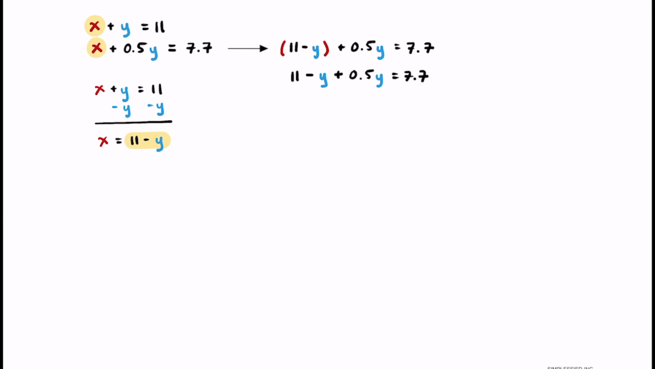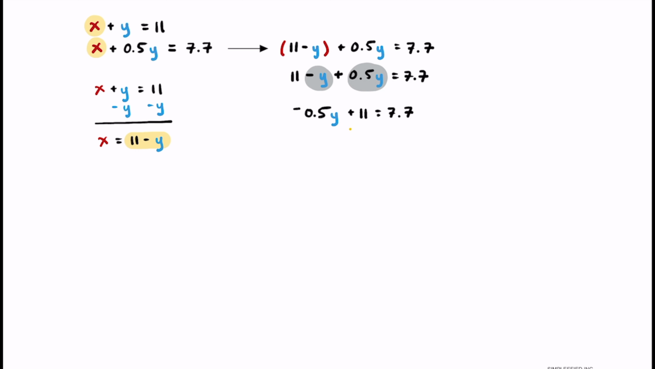Now we have an equation with just one variable of y, so let's go ahead and combine some like terms over here on the left side. Now keep in mind that this is a negative 1y plus a positive half y. So negative 1 plus positive half, that's going to be negative 0.5. So it's going to be negative 0.5 multiplied by y. And then we still have plus 11, and that's equal to 7.7.